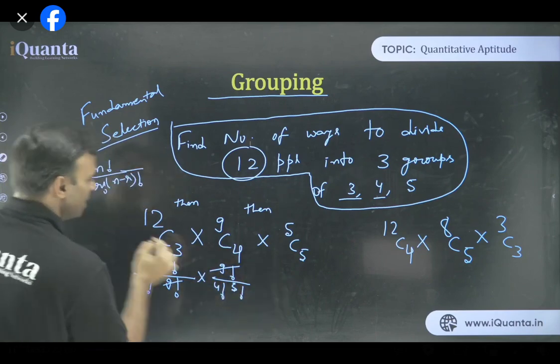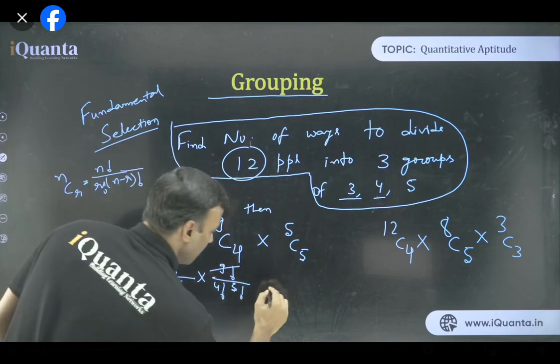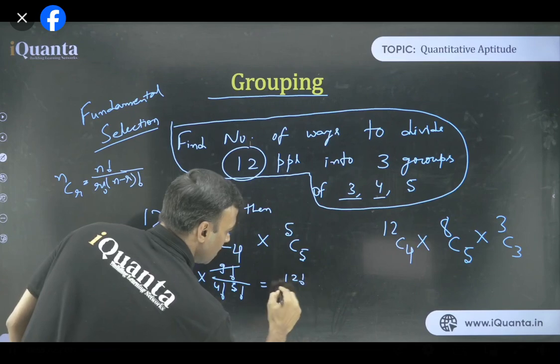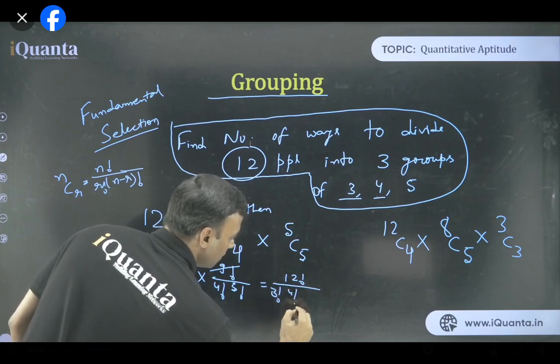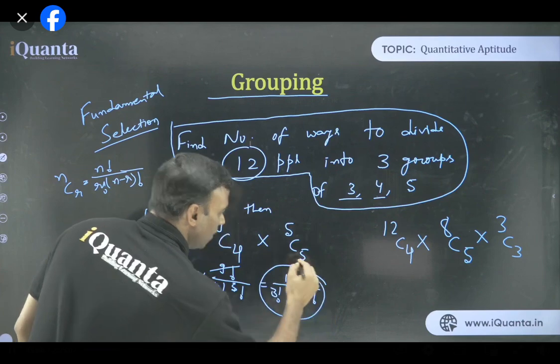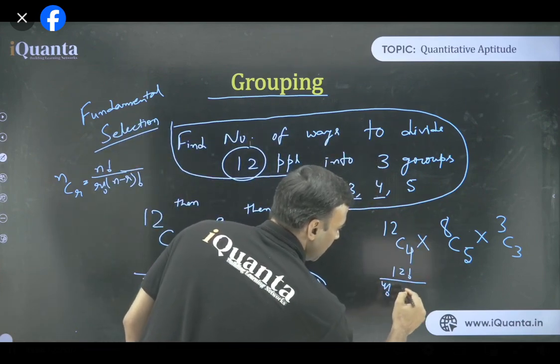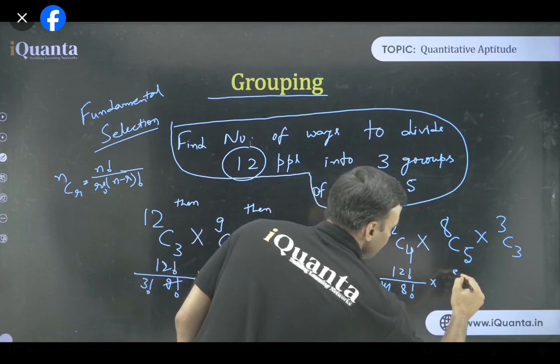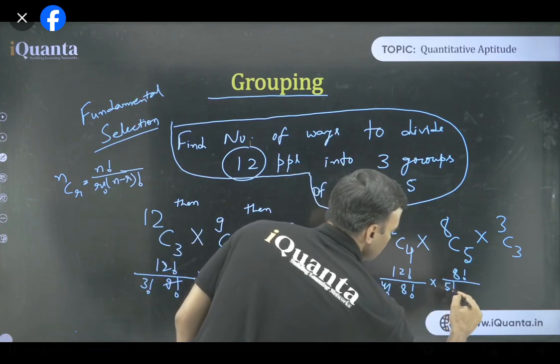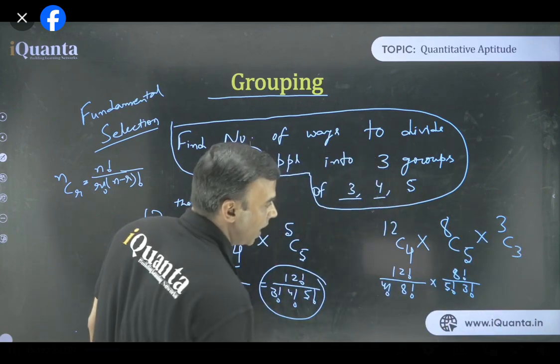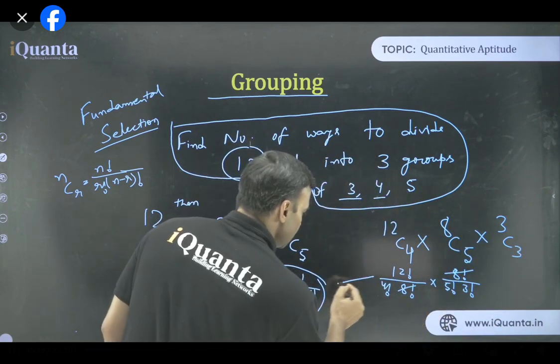This pen is giving me trouble, so just bear with me. This is equal to 12 factorial divided by 3 factorial, 4 factorial, 5 factorial. Now, have you checked the other one? This also will give us the same thing: 12 factorial by 4 factorial, 8 factorial, into 8C5, which is 8 factorial by 5 factorial, 3 factorial. 3C3 is 1. 8 factorial cancels. Can you see that this also is the same?